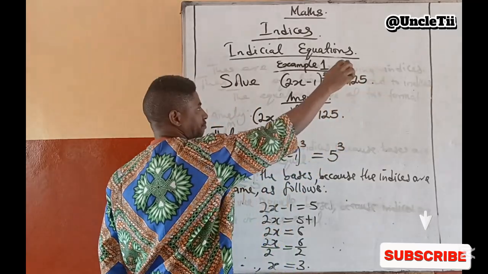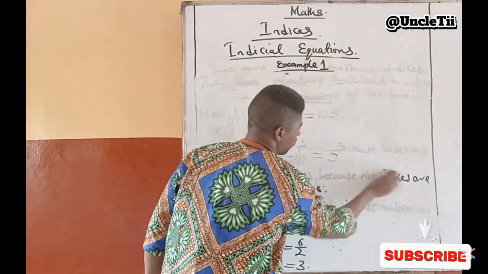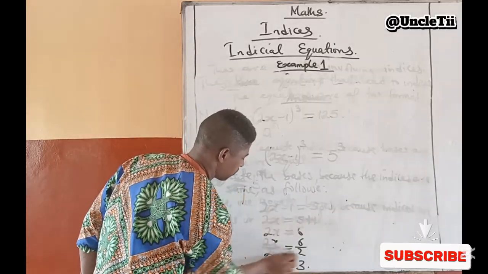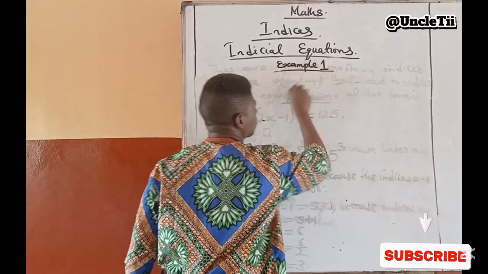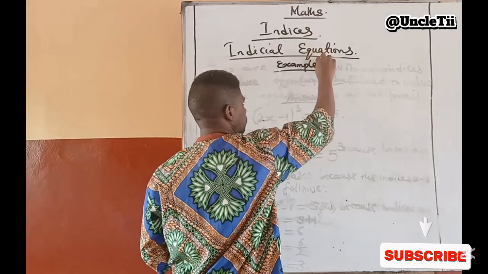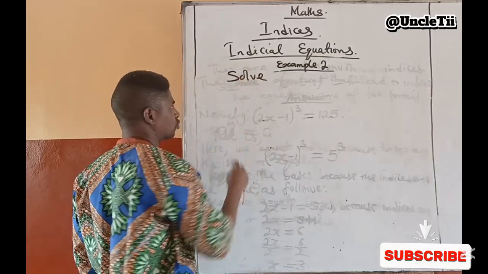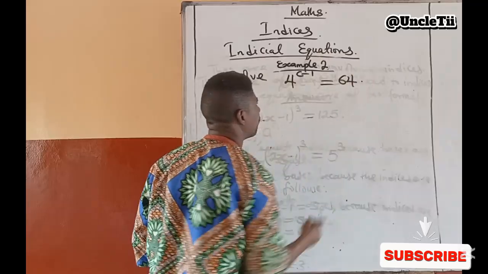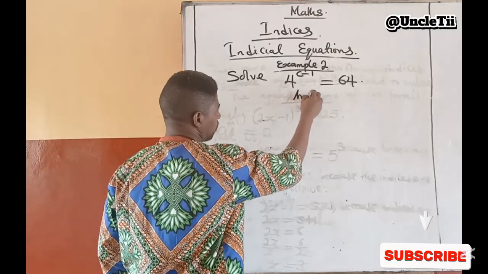Let's take another example quickly. Example 2, solve 4 raised to power c minus 1 equal to 64. Look at our answer.